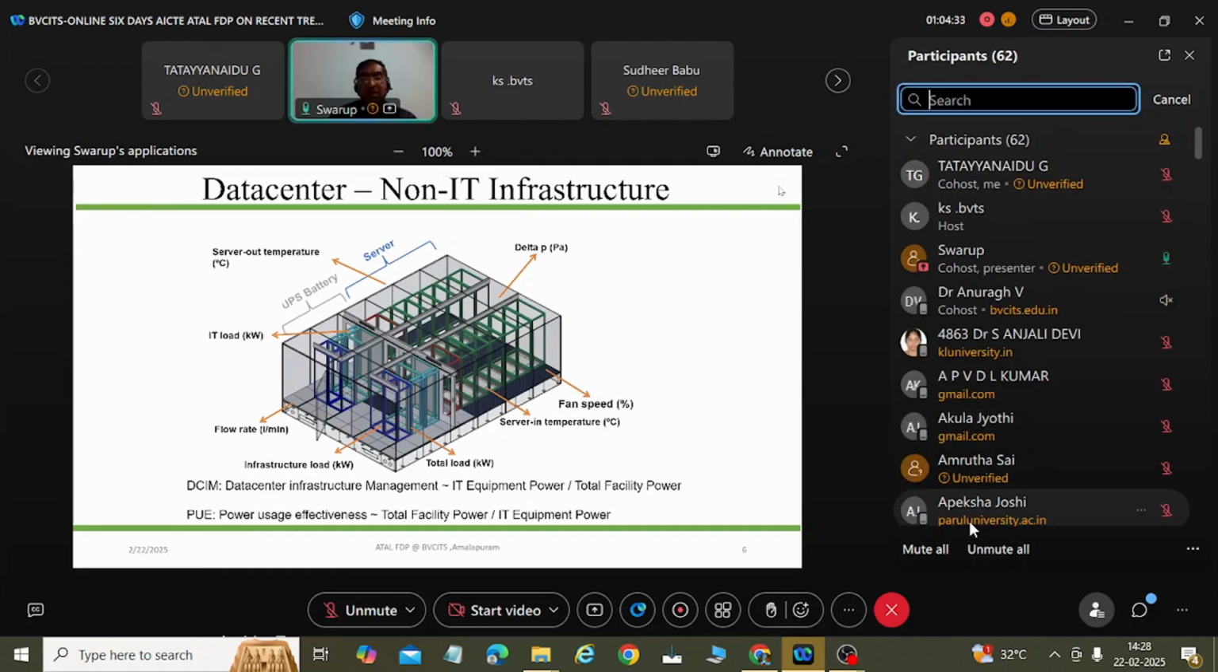Now, what is the equation here? I referred to something called DCIM. That is data center infrastructure management. What it talks about is IT equipment power versus total facility power. What is the total facility power?